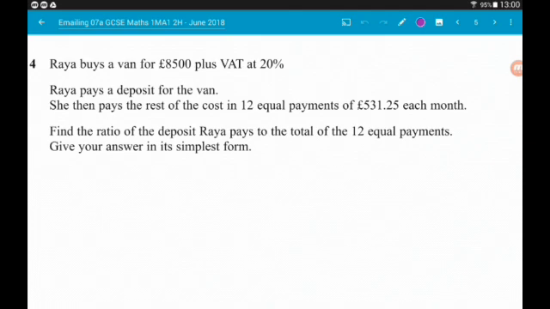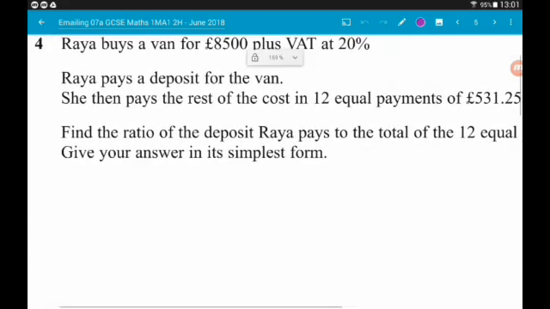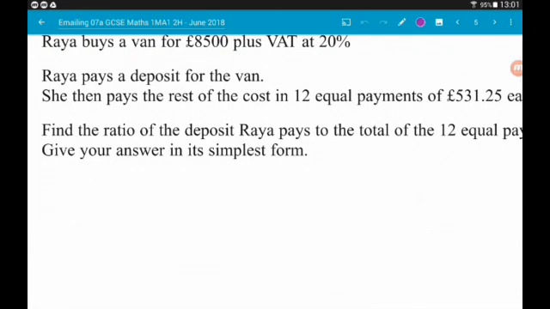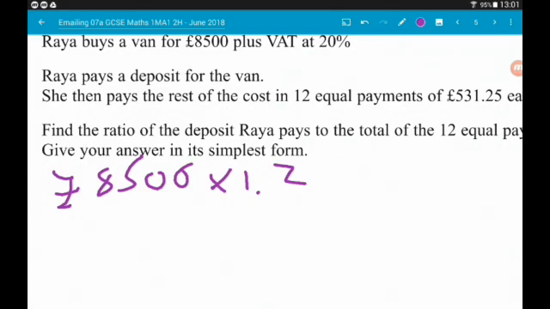So, to be able to do that, we're going to need to work out the deposit that she paid and also the total of the 12 monthly payments. So before we do any of that, we're going to need to work out the total cost of the van. So we could work out 20% of 8,500 and add it on. Remember, you've got your calculator. So the way that I would do this is 8,500 times 1.2. So that is increasing 8,500 by 20%. So that gives us £10,200. So that is the total cost of the van to Raya.